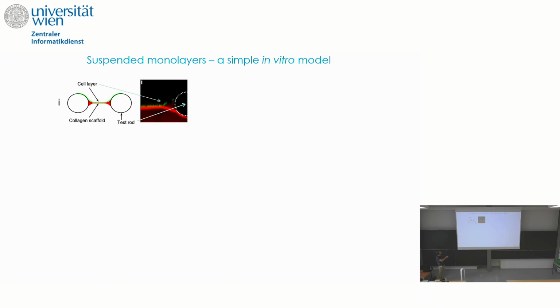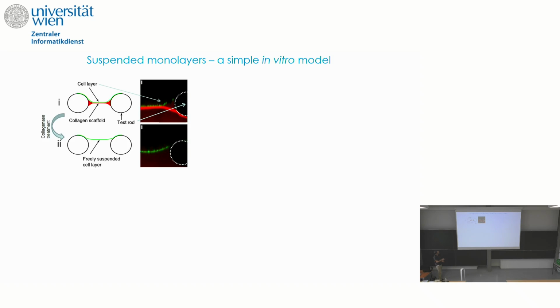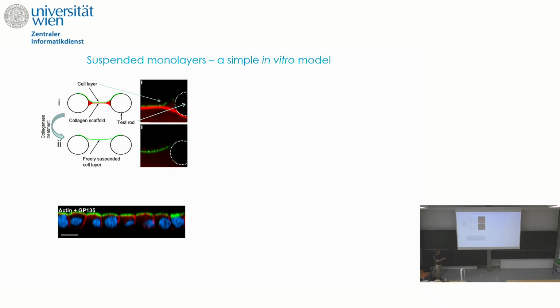two test rods. Once this collagen is polymerized, we use this as a substrate to seed cells on top. And when the cells cover the whole of the collagen part of each test rod, we can then enzymatically digest the collagen, and we're left with a freely suspended layer of cells in between two test rods. This layer of cells maintains the normal polarization that you see in epithelia, so that we've got an apical side which is very distinct from the basal side.